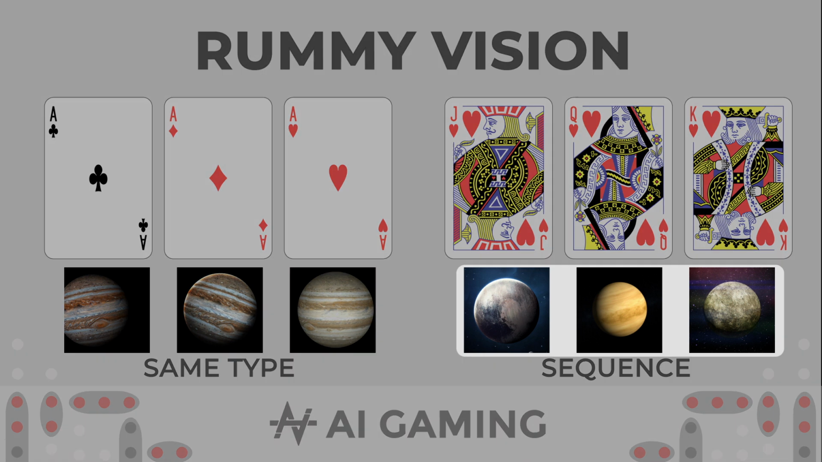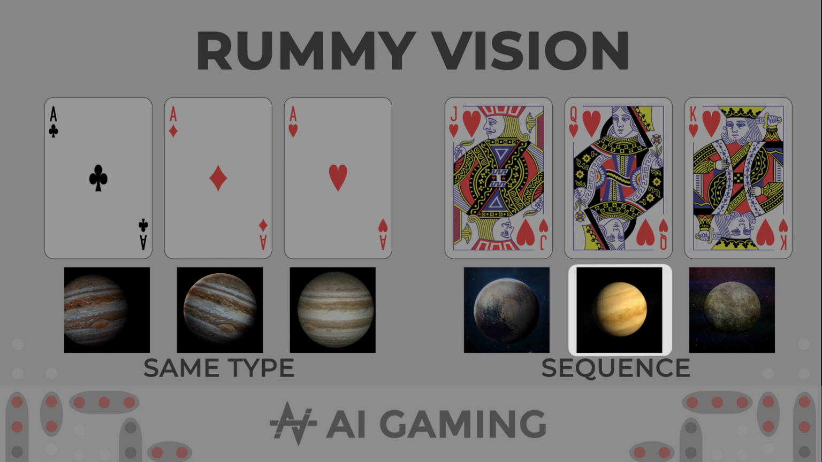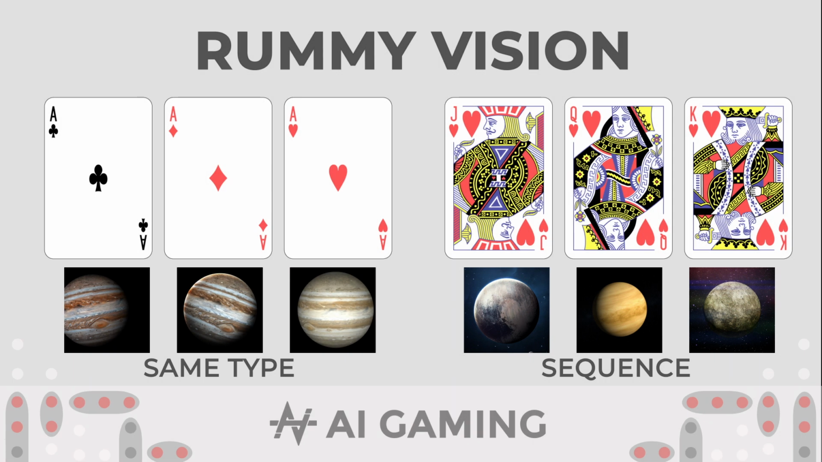The other valid set that you can play in the game is a sequence. This is where each card in the set is a different planet. The cards in the sequence on the right are all different planets: Pluto, Venus, and Mercury. A sequence doesn't contain any planet more than once. So, in order to be able to recognize the cards in our hand, we're going to have to train our own AI image classifier to recognize planets.